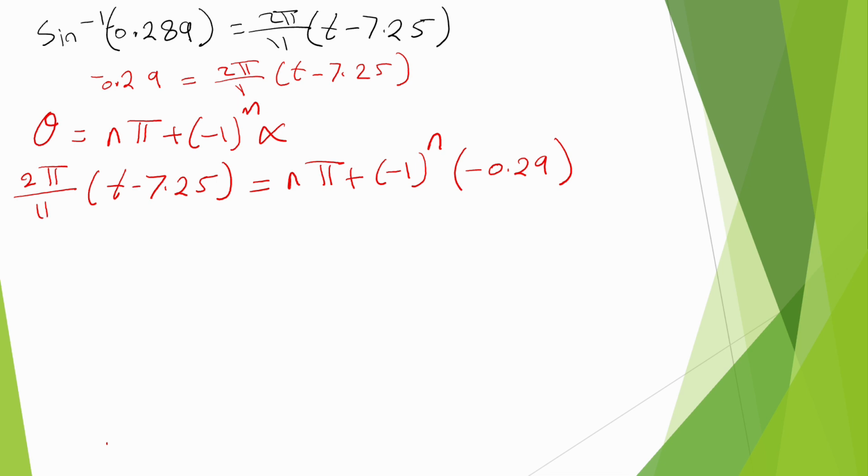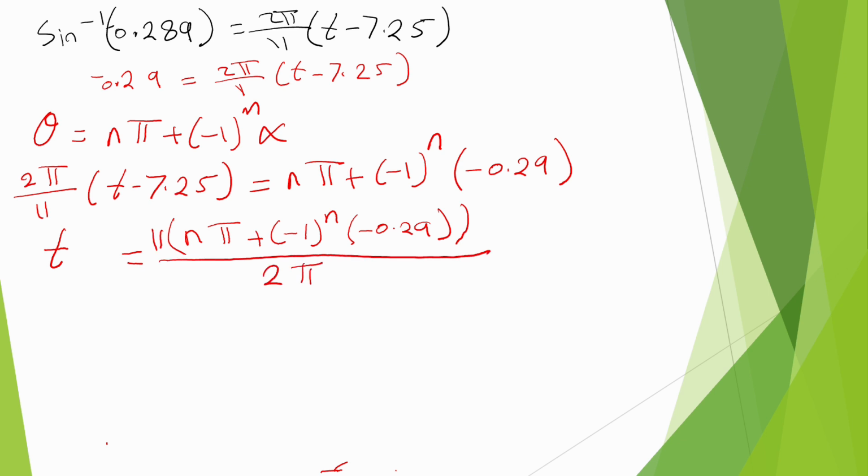I don't want all of this, I just want t. So I'm going to take the 11 to the other side and leave t on its own, rearranging all in one go, one step, but you can listen and follow it slowly. So that's the right hand side. All of that will be multiplied by 11, divided by 2 pi, and then plus 7.25 at the end. Okay, once you get that answer.